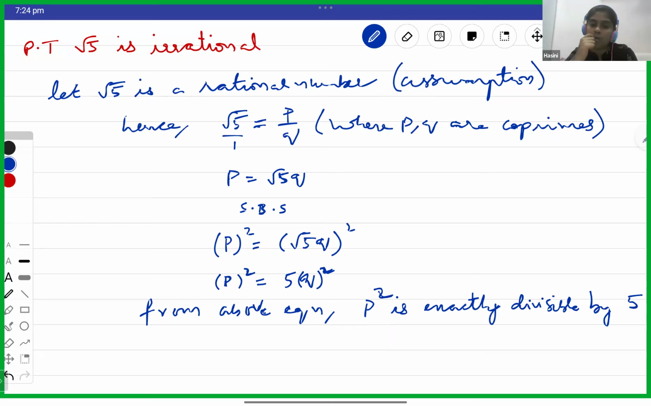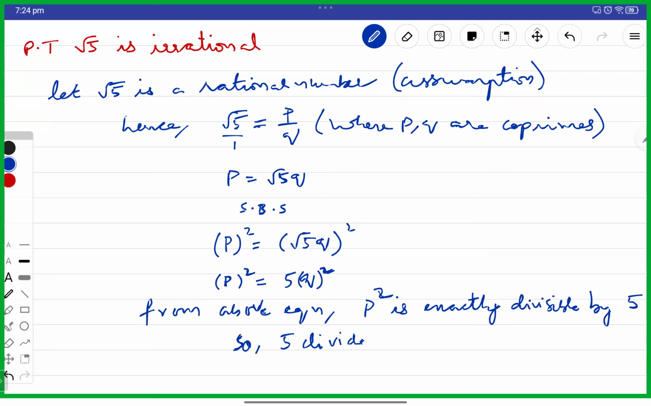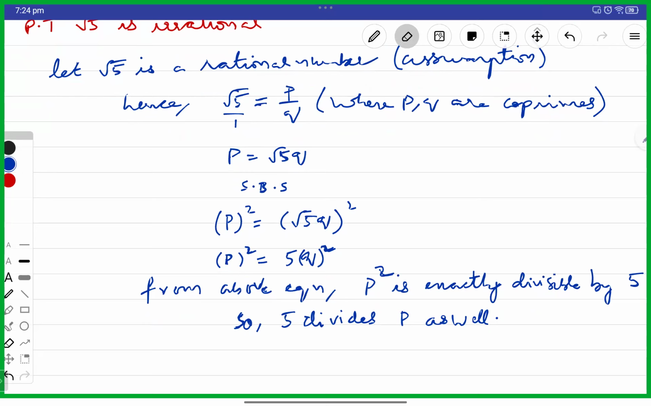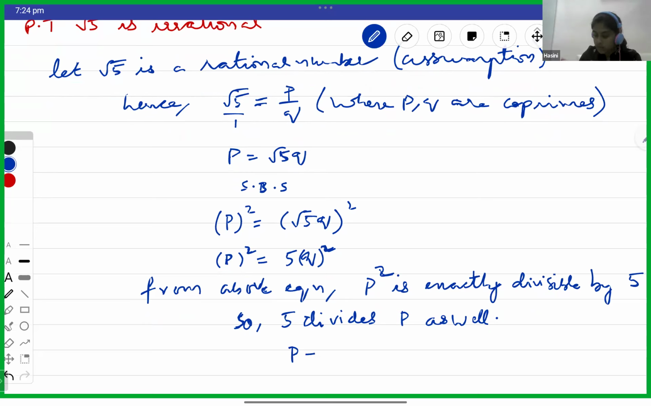Okay, sir. So now what will we write? 5 divides p as well. Yes, sir. So if 5 divides p, Hasini, now you can write p is equal to 5 into something else. Because 5 divides p means p is equal to 5 into some quotient. That is the meaning: 5 table, p will come. That quotient, since we already used the letter q, here I'm using m. Understood, Hasini, clearly?